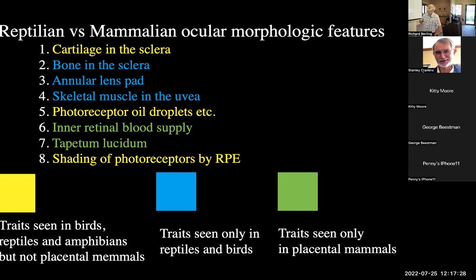Those would include, I showed you the bone in the sclera, the annular lens pad that allows for better focusing of the lens, and then skeletal muscle. The other animals all have smooth muscle, and there's great advantage to having skeletal muscle control the functions of the eye. And then in the green are a couple of features that are only seen among the placental or marsupial mammals. And we're not going to talk too much more about those, but those are features that mammals seem to have developed in the period of time when they separated from the reptiles.